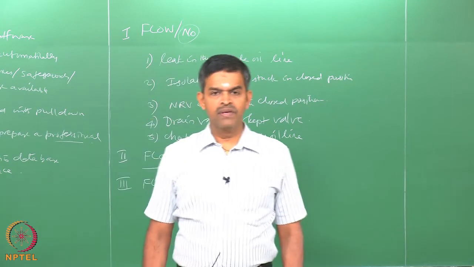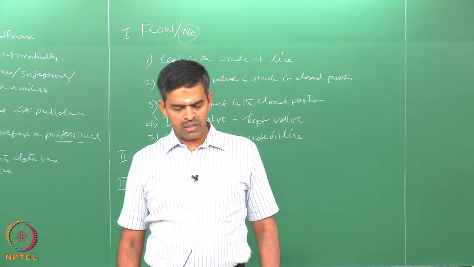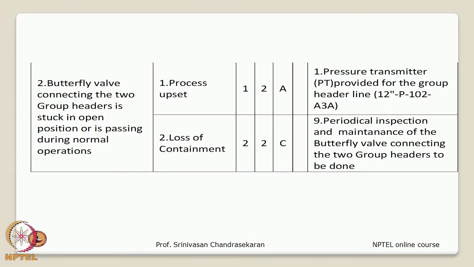One can extend the second reason for reverse flow: the butterfly valve connecting the two group headers is stuck in open position. One can say this will cause process upset, and it can result in loss of containment. So, periodic inspection of the butterfly valve can be introduced. For example, you can also add one more here, introducing sensors or alarms to indicate that the butterfly valve is left in open position. That can also be one of the recommendations.